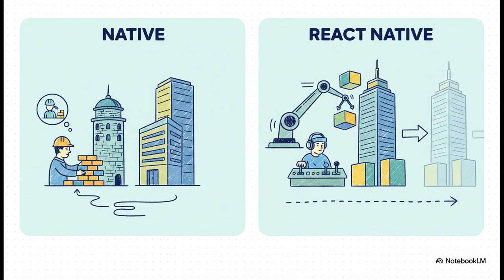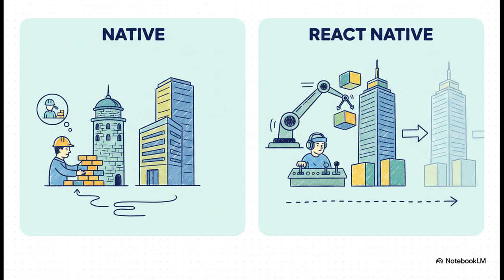But wait, in round 2, development speed, the tables have completely turned. React Native comes back with a massive punch. And why? Well, it's simple. You're just writing one set of code. Going native is naturally slower because you're literally building two completely separate apps from the ground up.